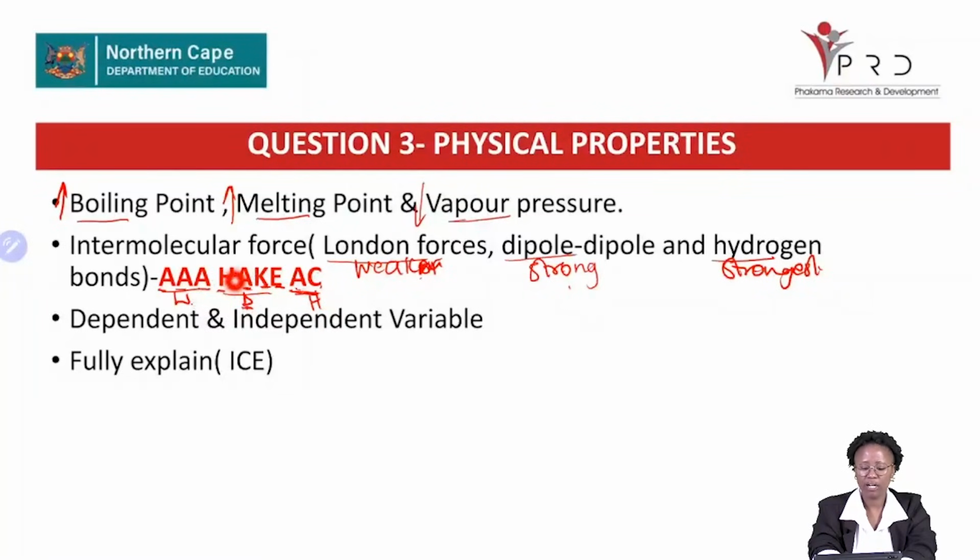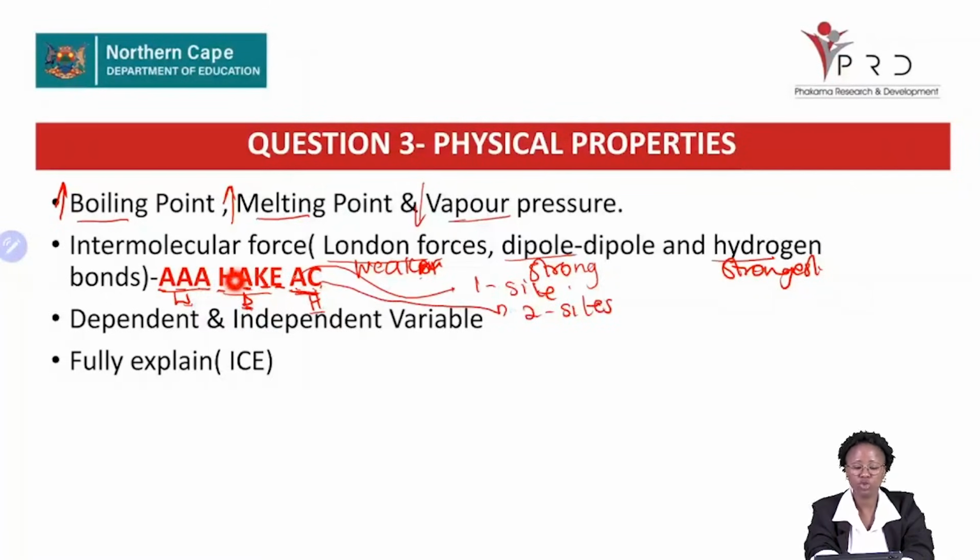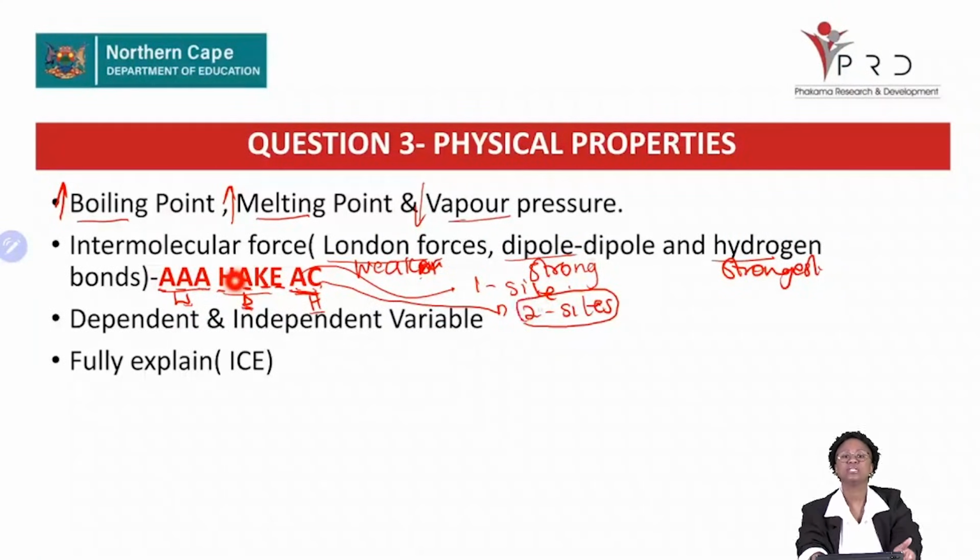Then, under alcohols and carboxylic acid, they still consist of London and dipole forces. However, the strongest intermolecular forces that are present in them is hydrogen bonds. Those are the ones that are more dominant. Remember, alcohol, they have one side of hydrogen bond, and carboxylic acid, they have 2 sides of hydrogen bonds. And between the two, which one is the strongest? It will be the carboxylic acid, because it has the 2 sides of hydrogen bonds. I hope you guys still remember all of that. You can go back and revise.